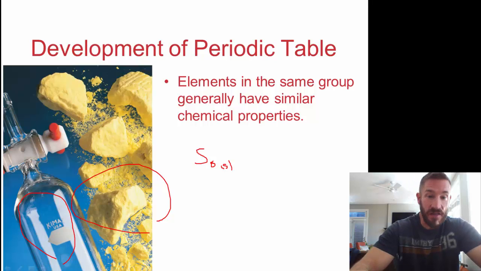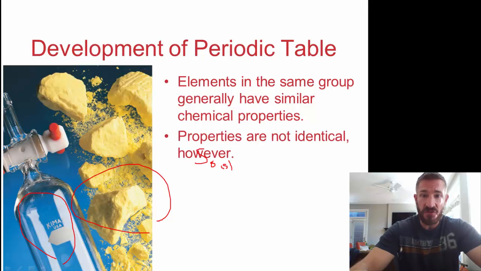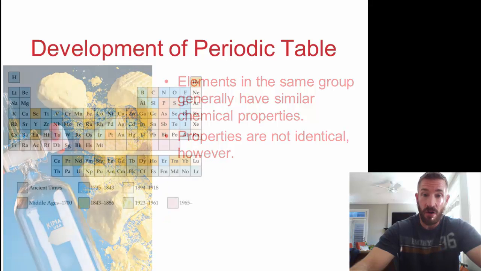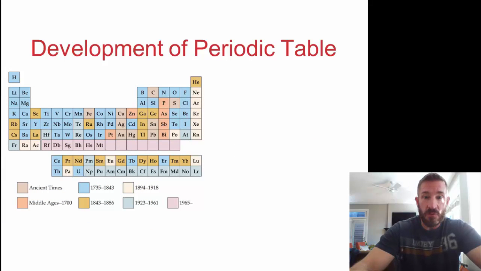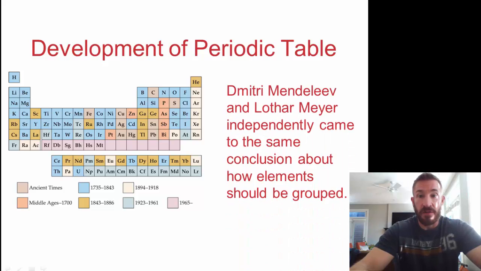O2 is a diatomic gas. Sulfur has 8 atoms in a molecule, and it's a yellow solid. The properties are not identical, although very similar. When the periodic table was developed, we look at Mendeleev and Meyer. Independently, they came up with the same conclusion about how elements should be grouped.